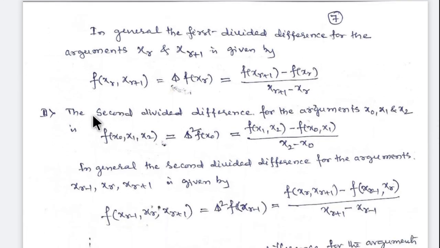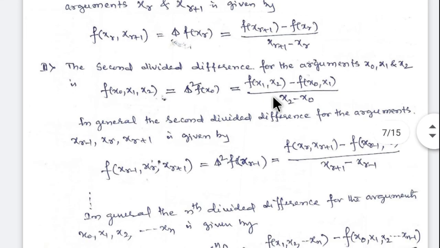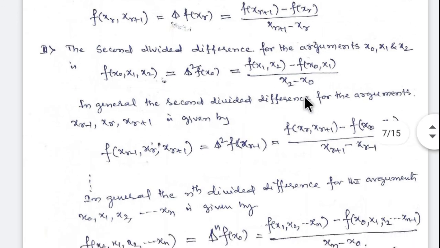This is the first order. Then the second divided difference for the arguments x0, x1, x2 is f of x0, x1, x2, a second order, which is del square of f of x0. It equals f of x1, x2 minus f of x0, x1, divided by x2 minus x0, the last one minus the first one.